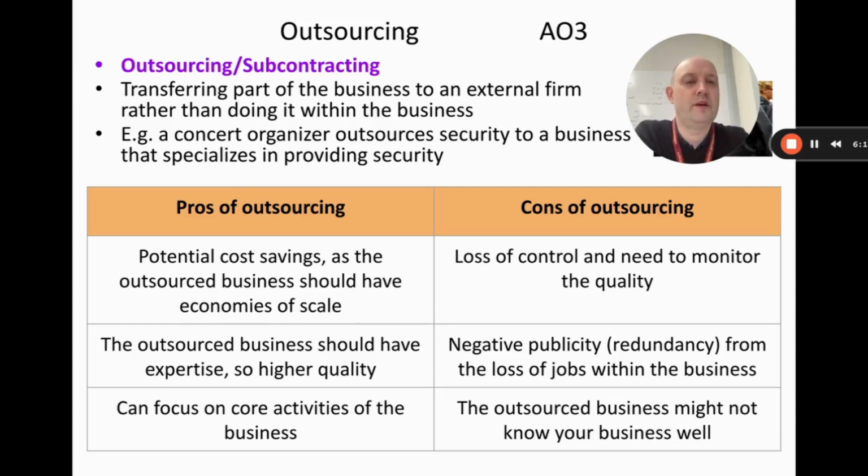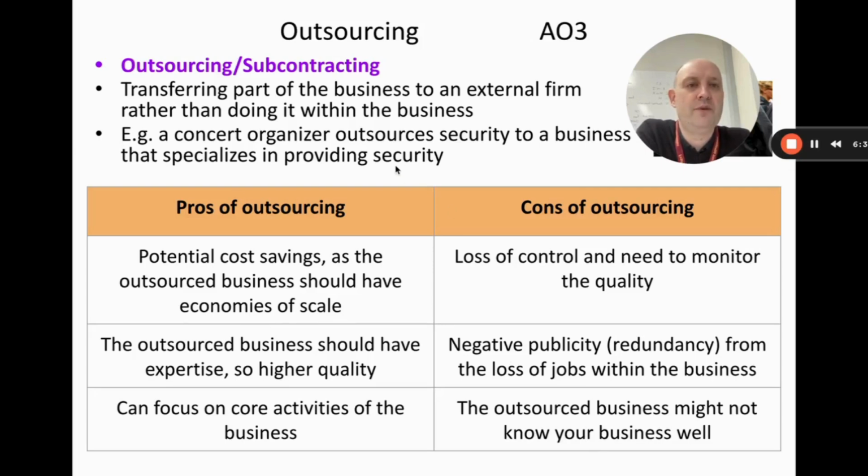Possible negative publicity. If originally this concert organizer was doing security themselves and now they outsource it, then the security people that they hire will now be made redundant or maybe move to another part of the business. So there's possible negative publicity as people lose their jobs. And if it's production and there's tens of thousands of workers in the factory and they outsource it, then that's tens of thousands of jobs that will go. So that can obviously lead to negative publicity.